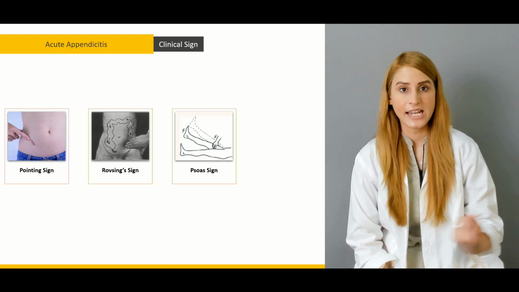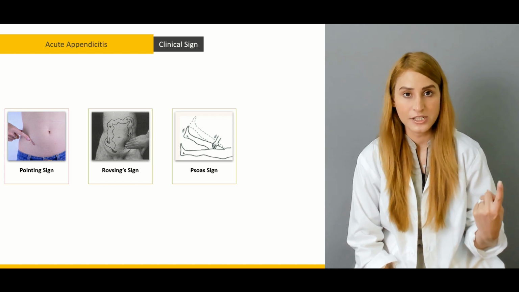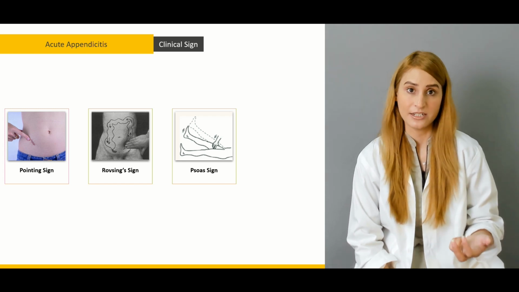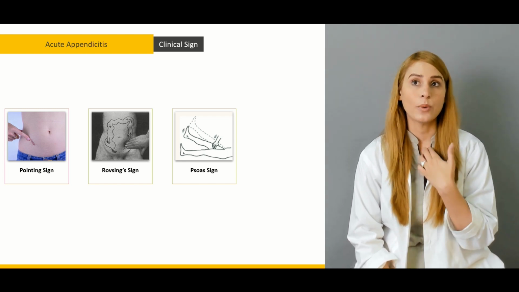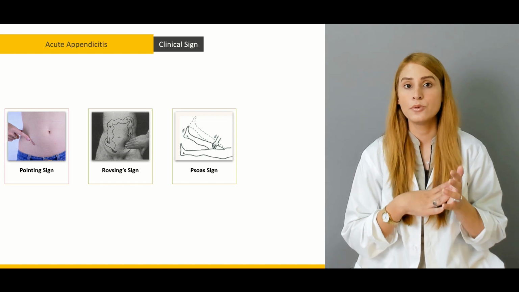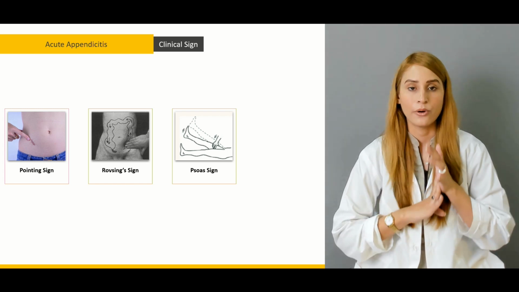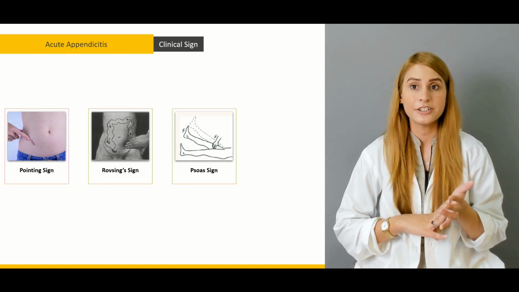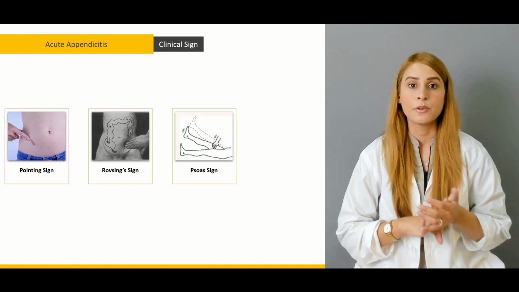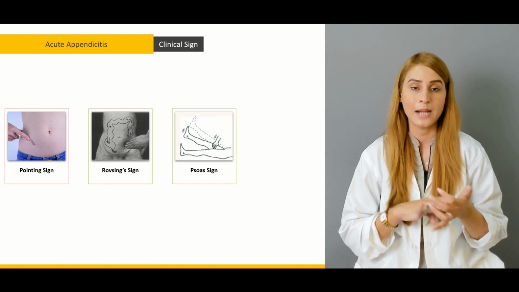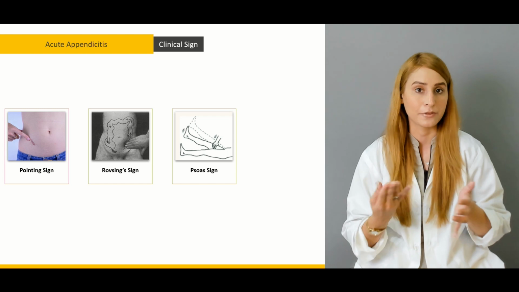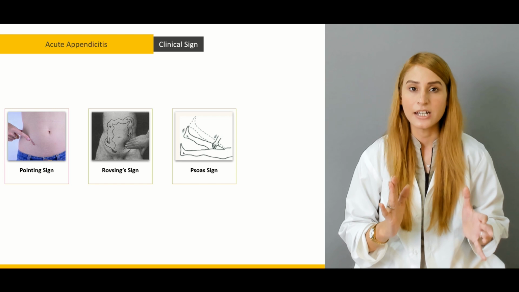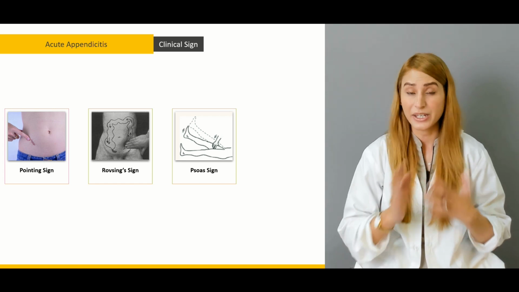So first of all, tenderness in the right iliac fossa, first sign. Rebound tenderness is the second sign. Now, what do you mean by rebound tenderness? Rebound tenderness means that whenever you push your hand on the right iliac fossa, there is no pain when you push the abdomen with the palm of your fingers. But whenever you lift your fingers up, the patient shouts like anything. So this is because of the pain.